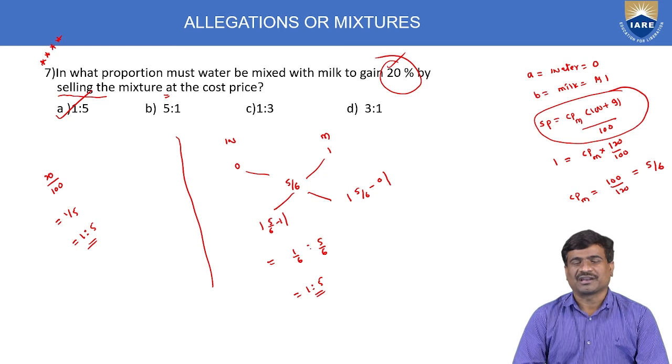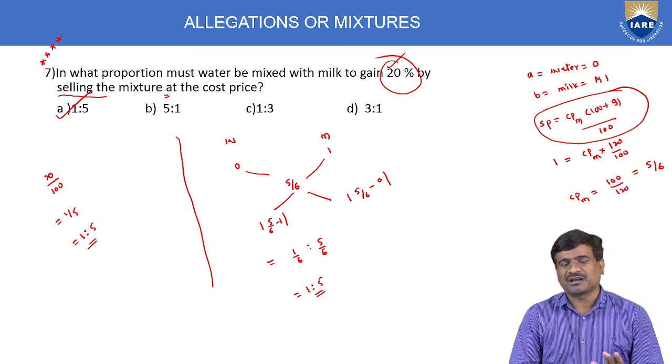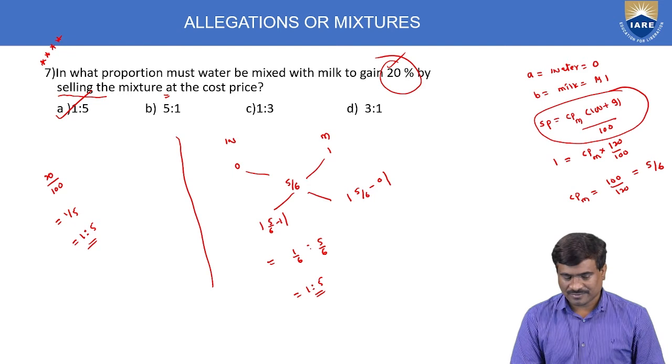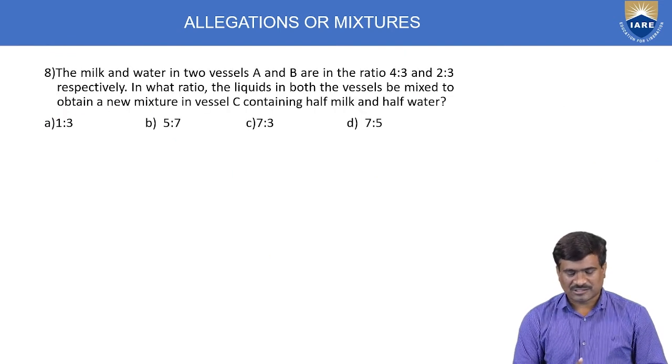Option A only correct. Shortcut method: consider only percentage by 100. That is your answer. Shortcut method and lengthy method, both are correct. Next, the 8th one.